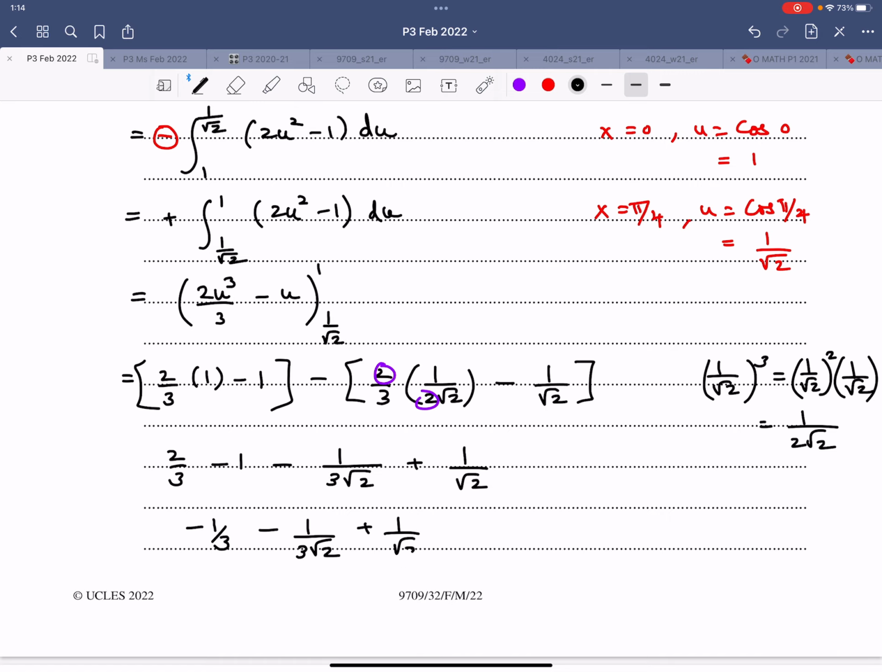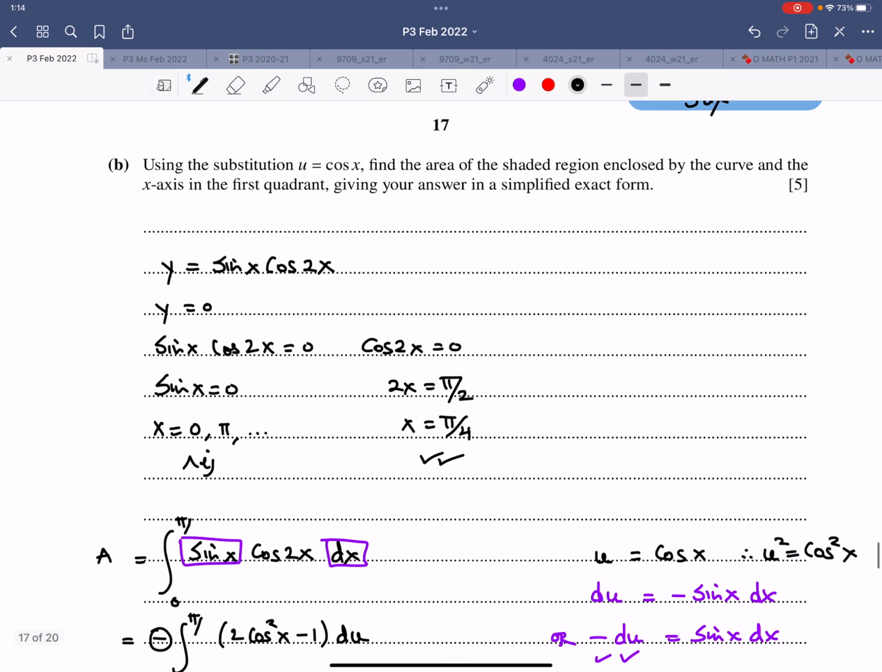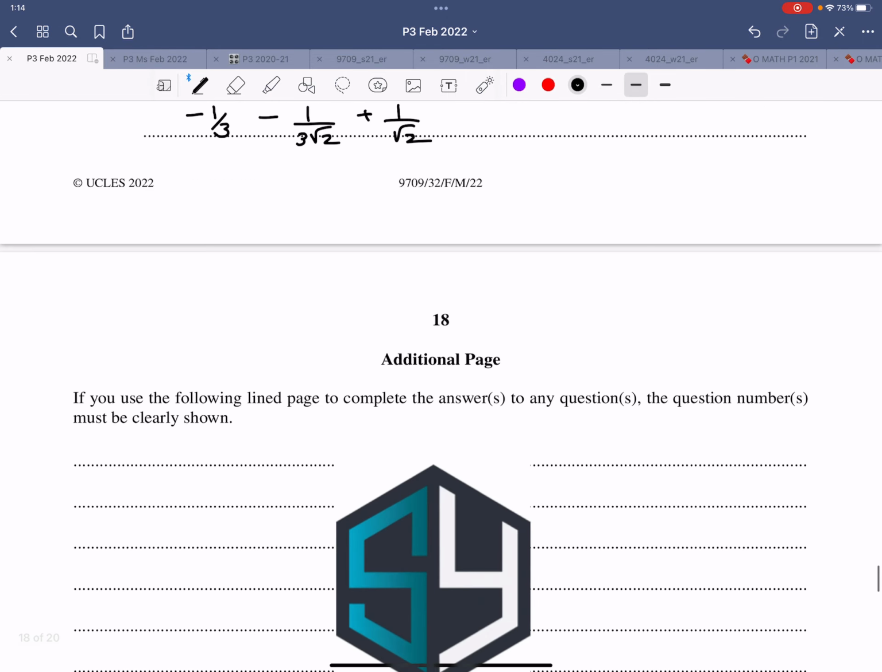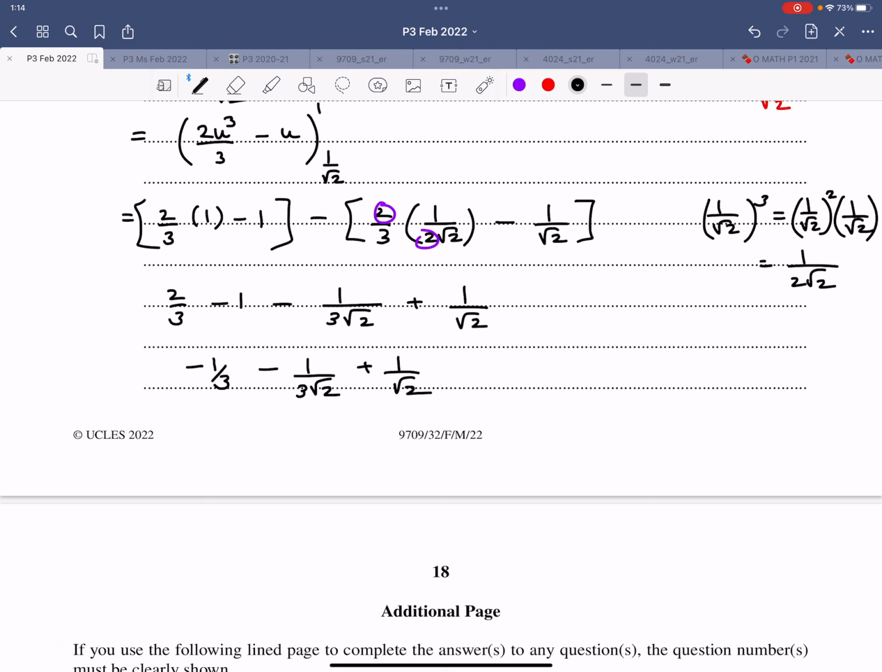I think this is a good enough answer because they are giving the answer in a simplified exact form. I can even take 1 over root 2 common out, but I think this is more than enough. So this is the exact form and that completes the February 2022 P3 paper.